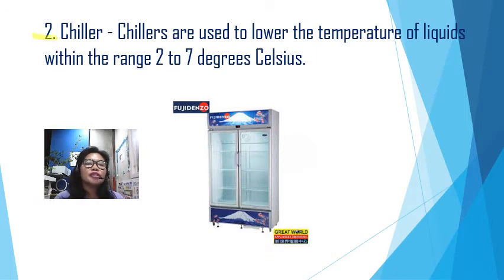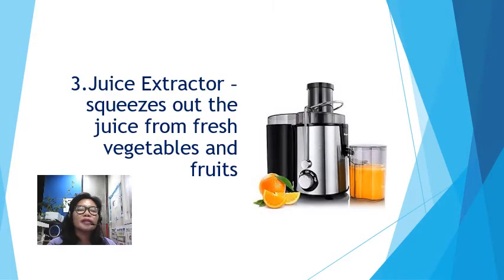Number two is the chiller. So this one, the chiller, and this is the picture. Okay, chillers are used to lower the temperature of liquids within the range of 2 to 7 degrees Celsius. That's number two under the equipment. Then number three is the juice extractor.